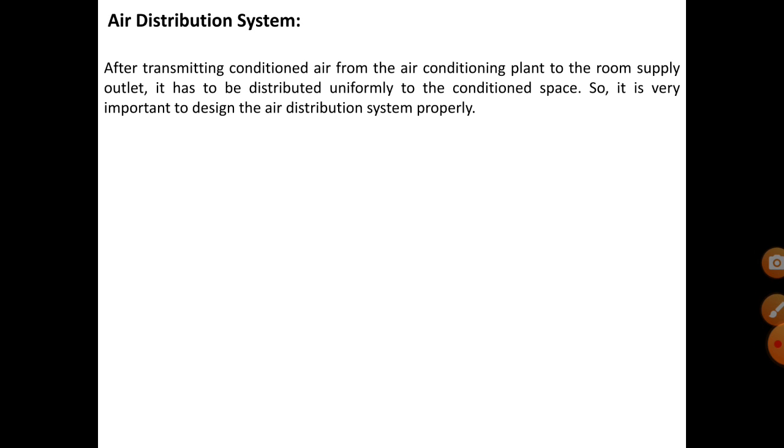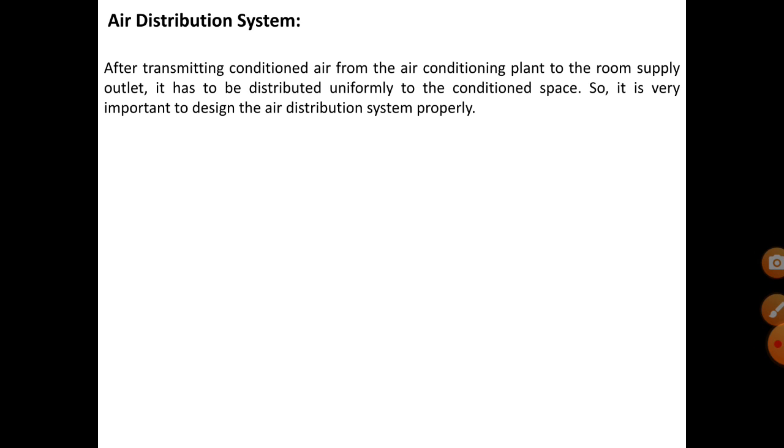Now the next part is the air distribution system. After the air transmission system of your air handling plant or air handling unit, the next thing we have to discuss is the air distribution system. After transmitting the conditioned air from the conditioning plant to the room, it has to be distributed uniformly to that particular conditioned space, and that's why it is important to design an air distribution system very properly.